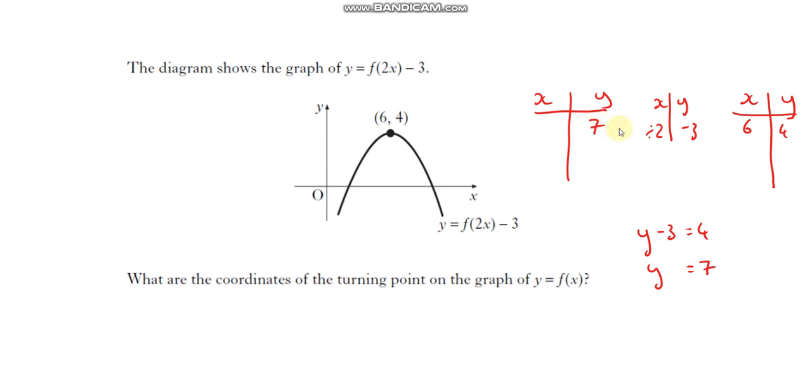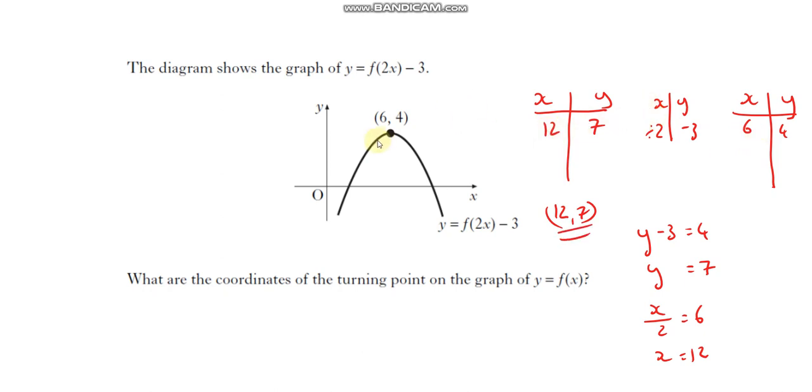Going back the way. This one is saying x divided by 2 equals 6. X is equal to 12. That means my original value was 12, 7. Just write that as a little coordinate as well. The final answer, (12, 7).